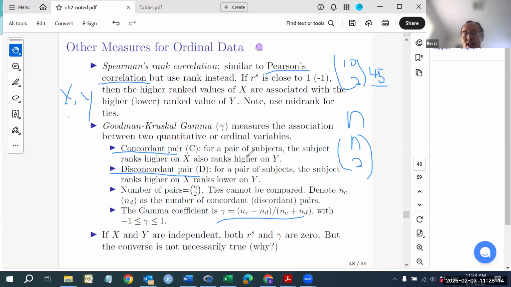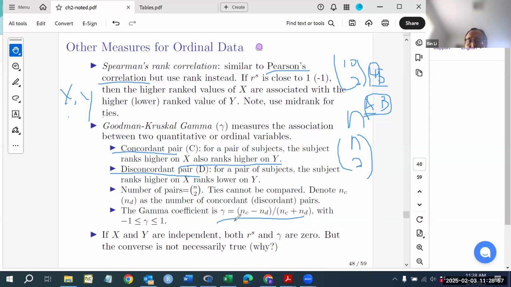For each pair, if the subject ranks higher on X and also ranks higher on Y, then we say this is a concordant pair. So for these 45 pairs, let's say one of the pairs has two subjects, A and B. If A has higher rank on X and also higher rank on Y compared to B, then this is a concordant pair. But if A has higher rank on X but lower rank on Y, then this is a discordant pair.